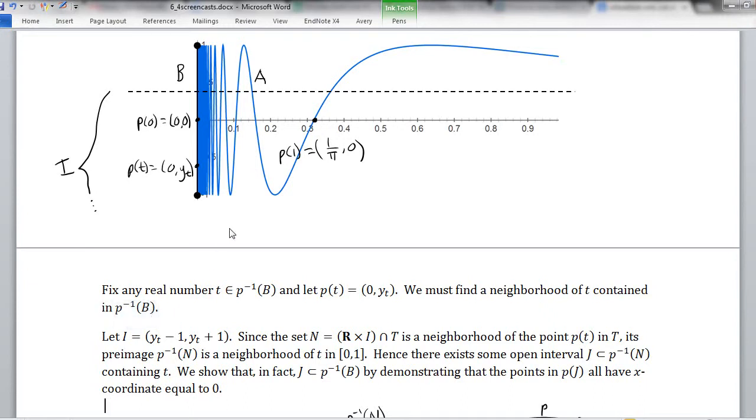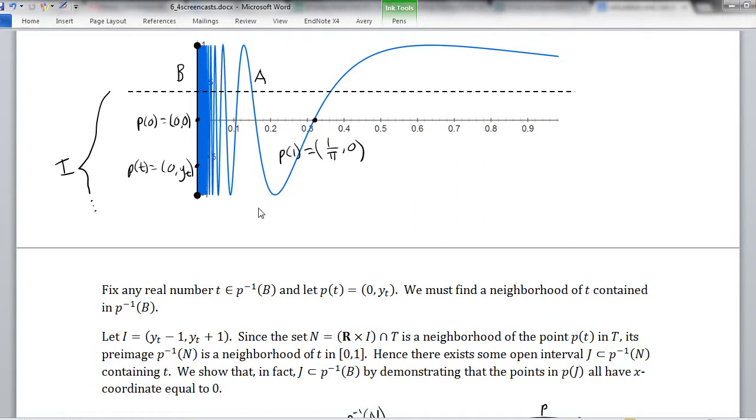Well, it's going to mean that there exists some little neighborhood of t such that when you map it by P, you're in B. So it means there's some little piece of path through this point P of t which is entirely contained in B. Now, why do we know that such a thing has to exist? Well, here's the basic idea why. Suppose that part of that path was actually in A. Then we have a point on the path with a positive x-coordinate, and we also have a point on the path with an x-coordinate of 0.